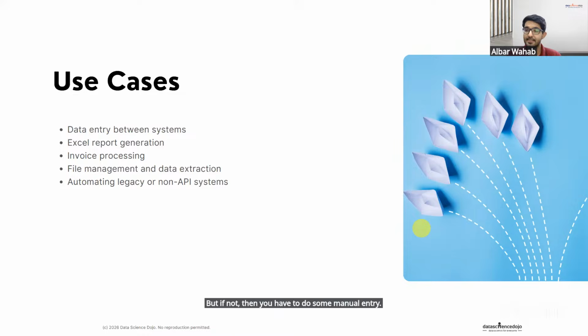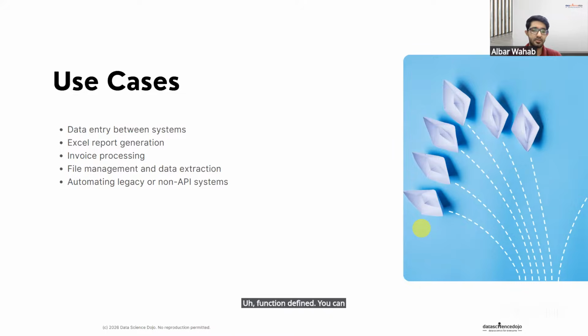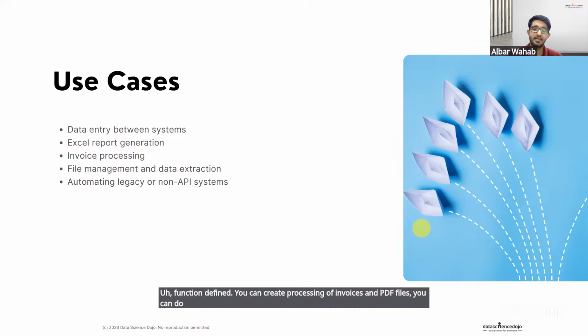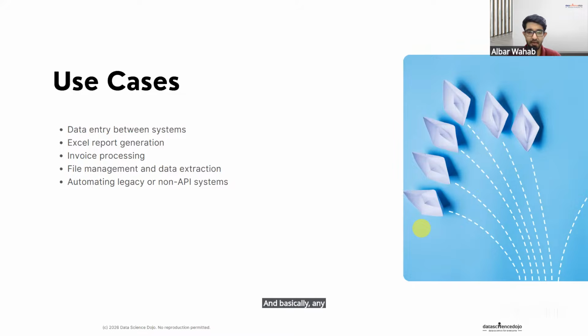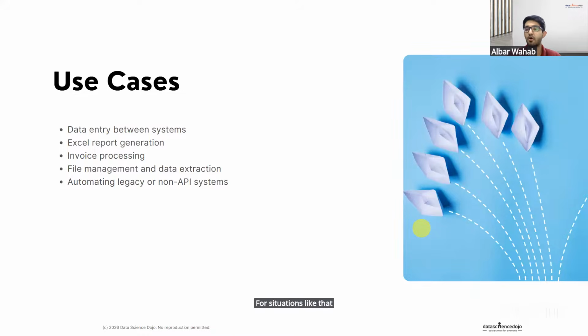So for those cases, RPA can actually do those jobs for you. You don't have to do it manually. It will complete those tasks easily once you have the function defined. You can create processing of invoices and PDF files. You can do file management. And basically any system that does not have an API available, any sort of legacy system, or any system where it's not practical to have an API or it's an offline system, for situations like that, you can use RPA to automate those processes.